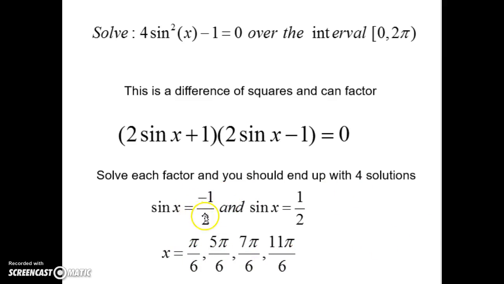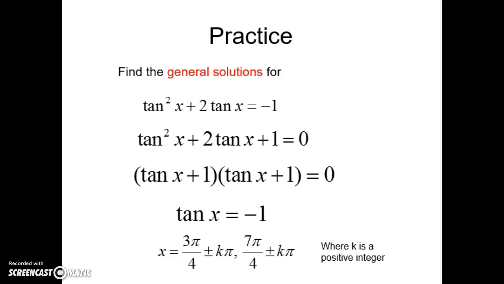But we're going to get 7 pi over 6 and 11 pi over 6 from this factor, and we're going to get pi over 6 and 5 pi over 6 from this factor, because sine is positive in quadrants 1 and 2. So that's something that we've actually done before. I want you to begin to look for the difference of two squares. It's going to make your work really easy. We see that often in trig functions.